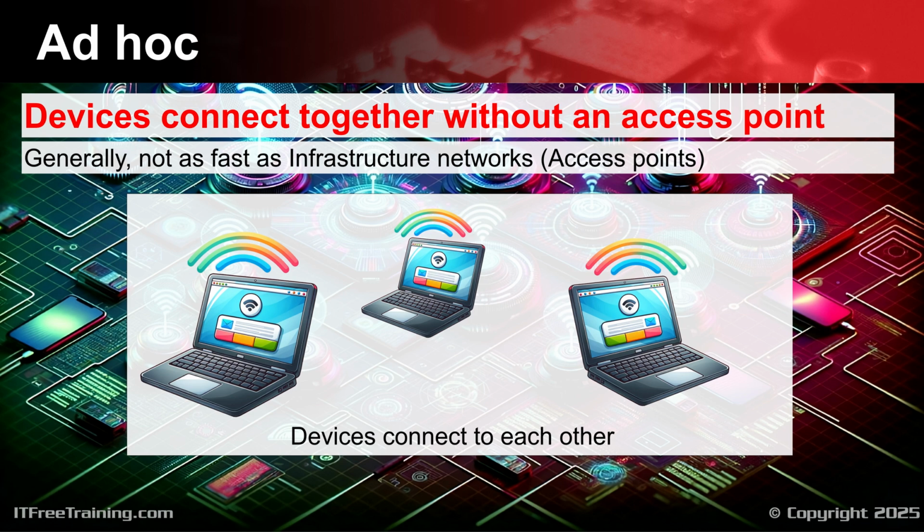Ad hoc networks typically have a shorter range and lower data transfer speeds compared to infrastructure networks. They also lack the advanced features and security protocols often found in networks with a central access point or router.